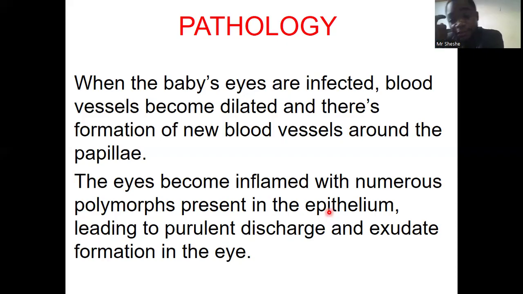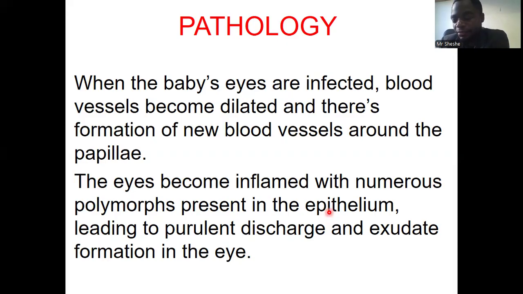The immune response. Following infection, the immune system is activated. What happens? Blood vessels dilate, so there will be increased blood flow to the eye. Now, the conjunctiva, since its epithelium doesn't have blood vessels, blood vessels are dilating to supply more blood to the epithelial tissue. That's why the eyes become red.